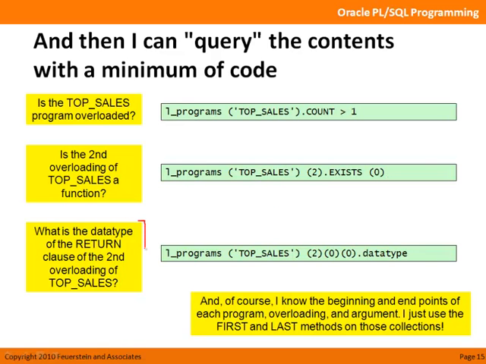What is the data type of the return clause of the second overloading of top sales? Go to the top sales location in my list of program names, go to the second overloading, go to the return clause, that's location 0, and then get the data type at that level.